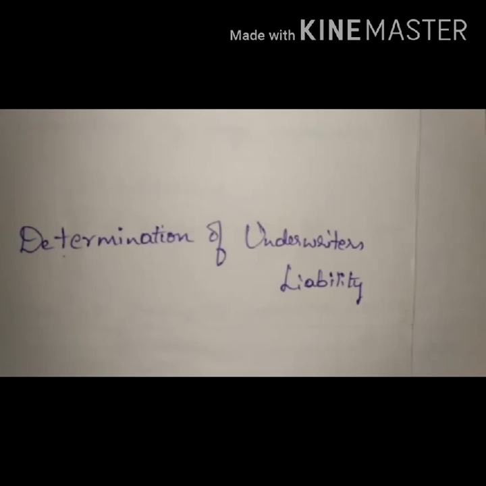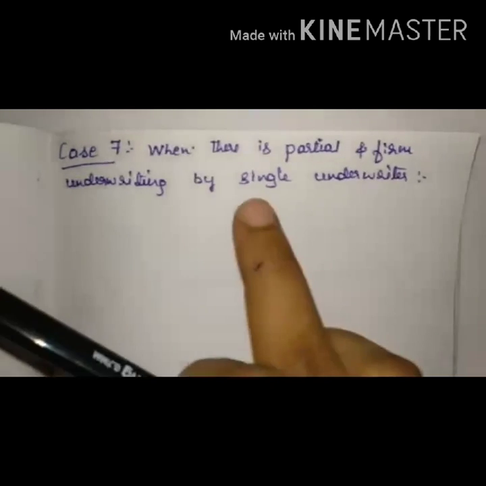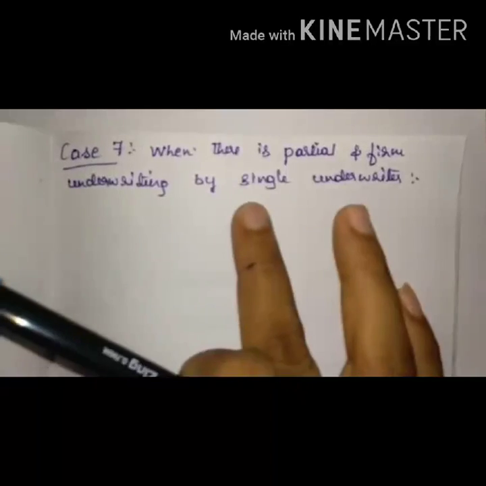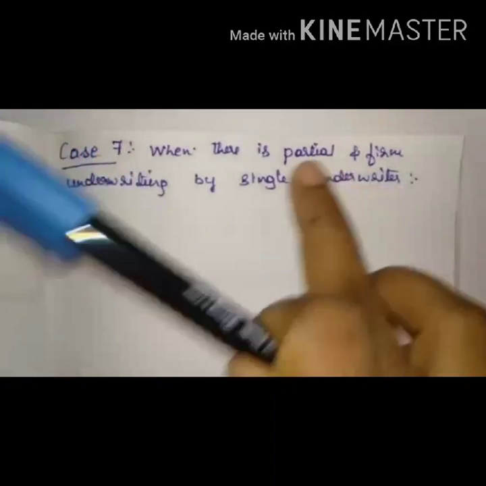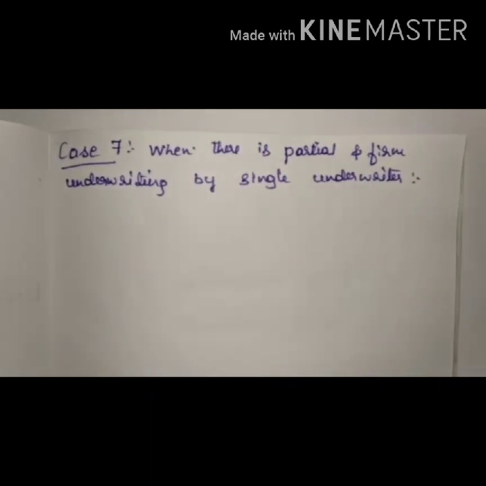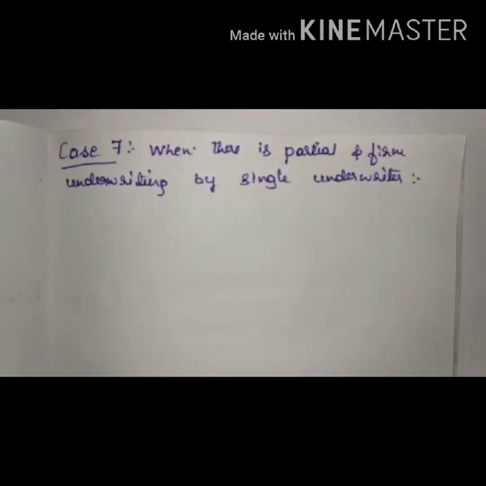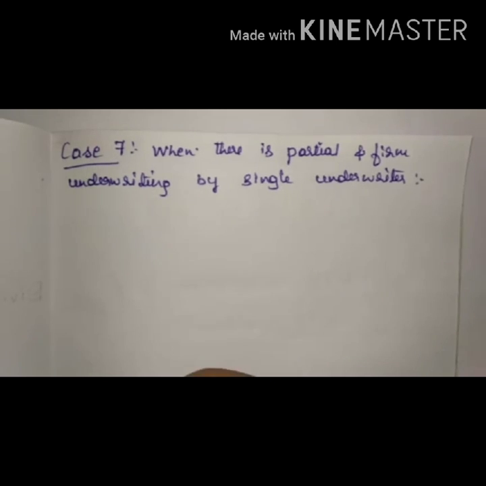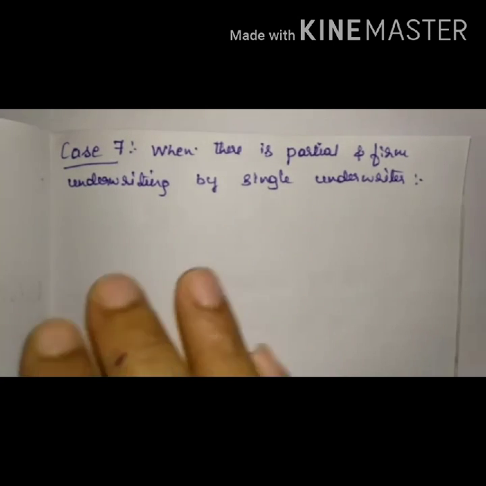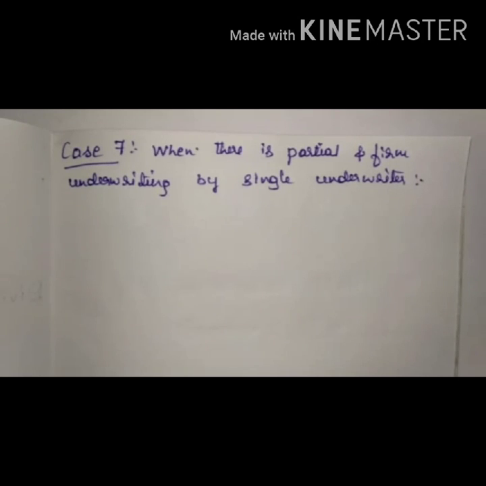This is the liability. Case 7: when there is partial and firm underwriting by a single underwriter. Partial underwriting means where part of the issue is underwritten by the underwriter. Firm underwriting means the underwriter will take up a specified number of shares. That means he makes a firm commitment. He will definitely take up the shares underwritten by him. So we'll see how the liability of the underwriter is determined in this case.